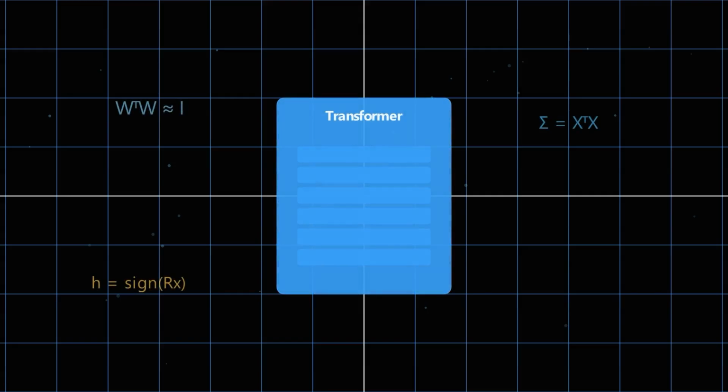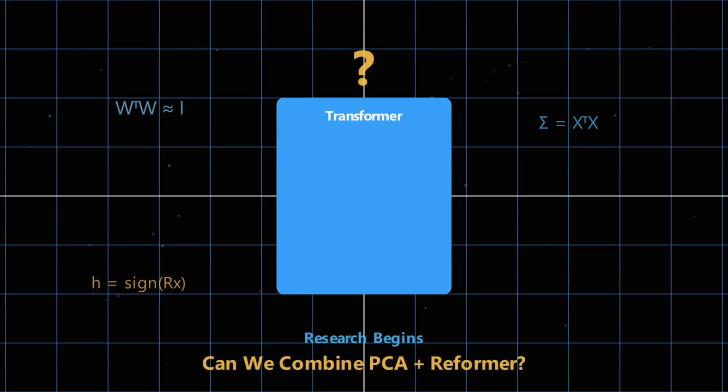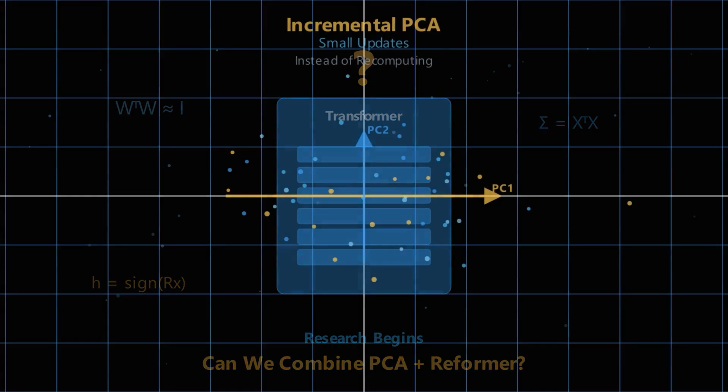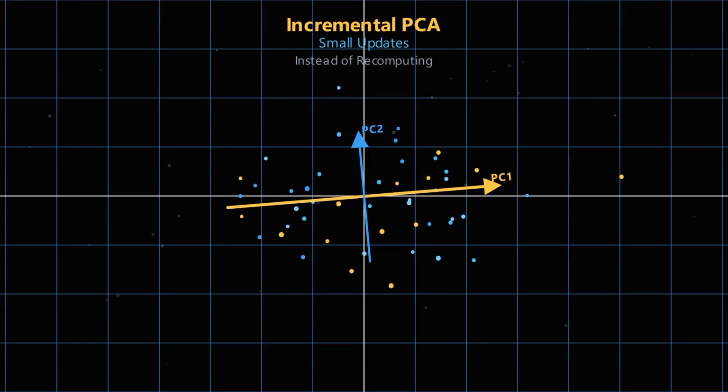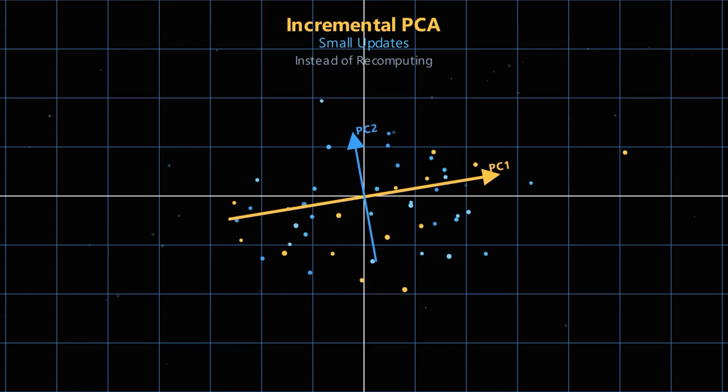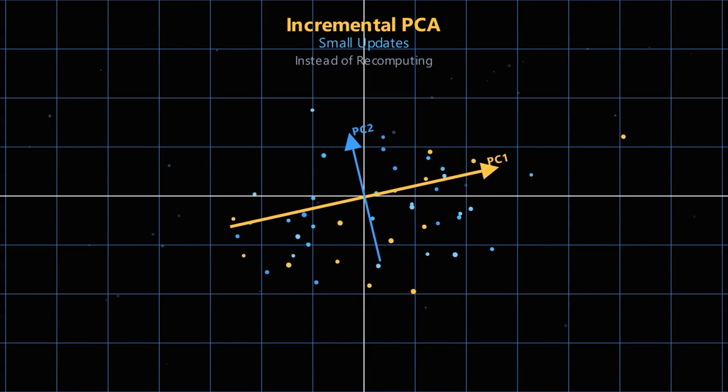Every great research paper answers one question, but creates many new ones. Reformer solved the problem of efficient attention using random projections. But what if we could somehow combine the intelligence of PCA with the efficiency of Reformer? Instead of recomputing PCA from scratch after every update, imagine making tiny adjustments as new training batches arrive. The principal components would gradually evolve together with the transformer.